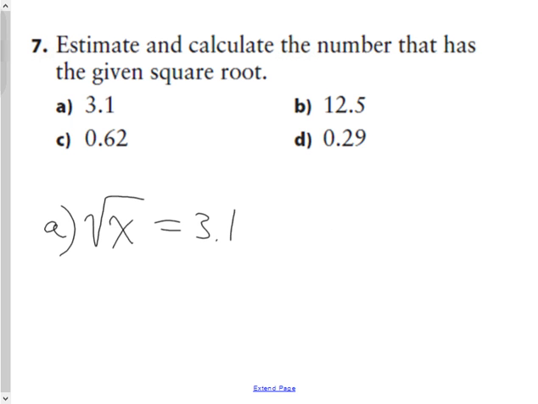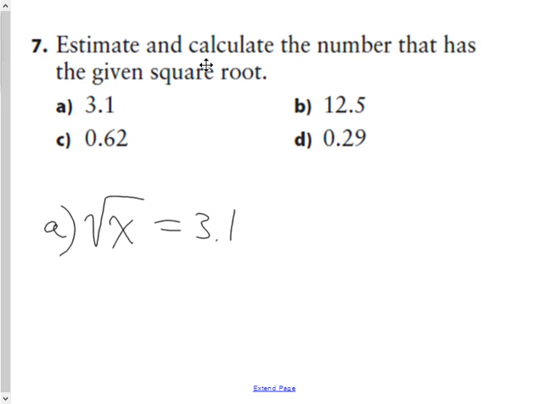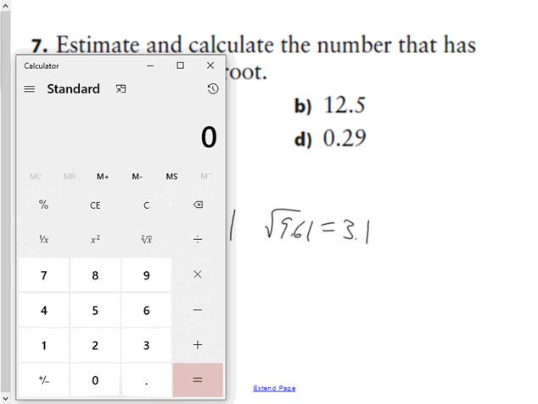So based on the easier one, I'm just going to take 3.1 and square it, and that gives 9.61. Therefore, the square root of 9.61 is equal to 3.1. And again, I could just reverse it and put 9.61 in. What is the square root of that? It is 3.1.